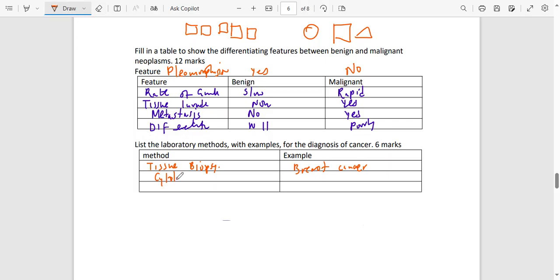Okay. Thank you. Yes. Any other method? We can start. Who wants to start? Also tumor markers. Yes, tumor markers. An example.